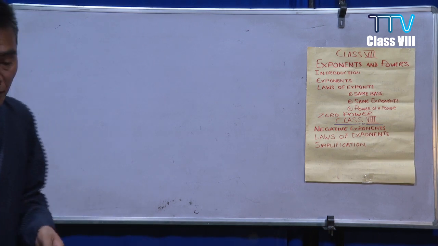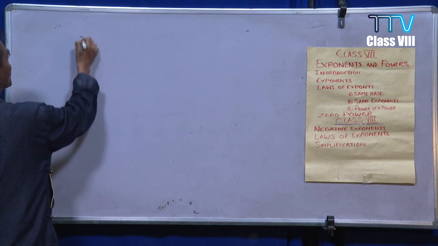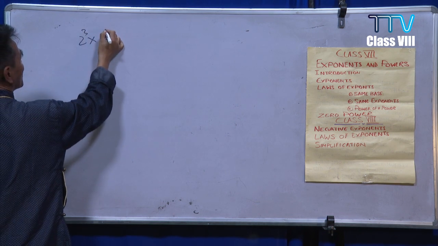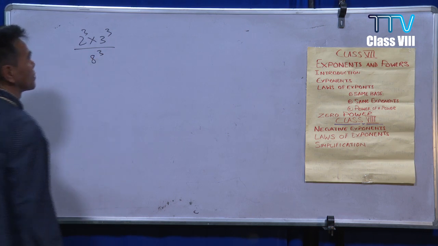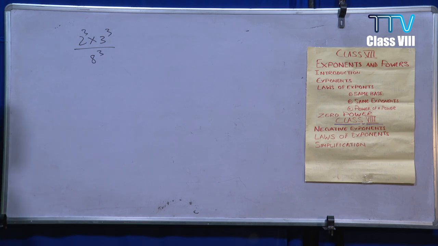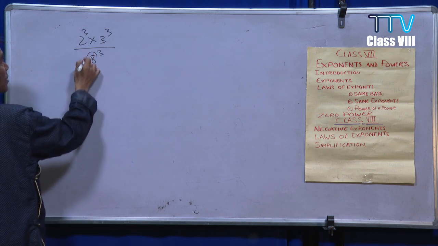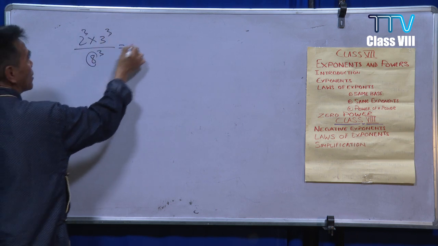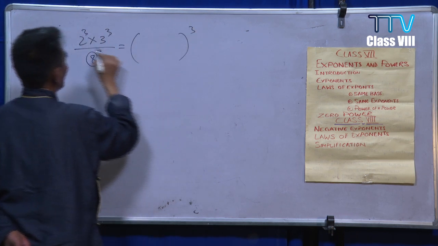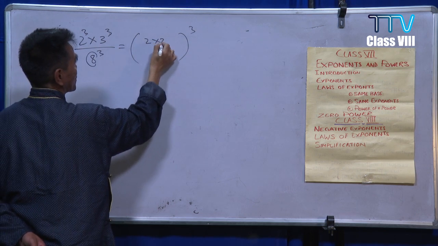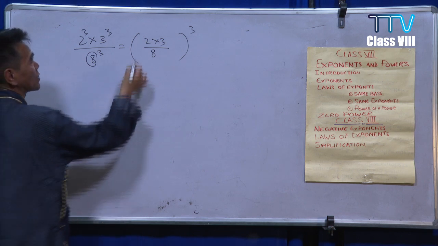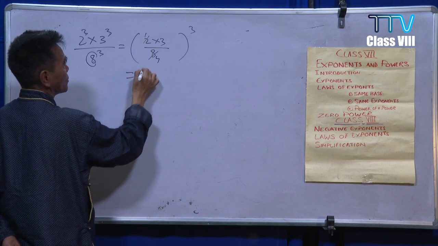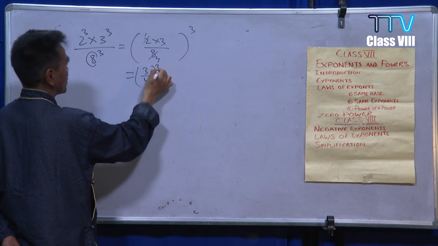The division in the multiplication base law: 2 multiplied by 2 raised to power 3, multiplied by 3 raised to power 3, divided by 8 raised to power... We divide, the power is the same, common power 3. Multiplication also, base multiply. Division also, base divide. So 2 times 2 is 4, which is 3 upon 4 raised to power 3.